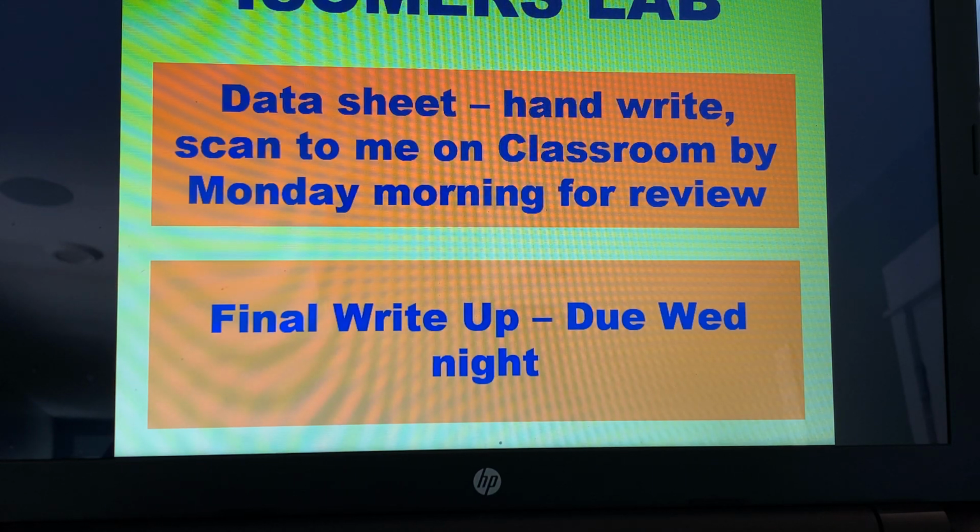Please use the scan function on your phone. It makes it way easier for me to look through all the pages together versus as 3 separate pictures. So that's review by Monday morning. I will look at them Monday and get them back to you by Monday night. And then the final write-up is due Wednesday night.